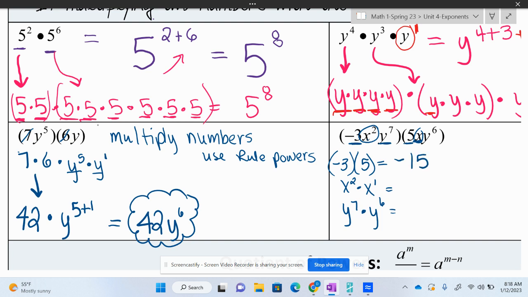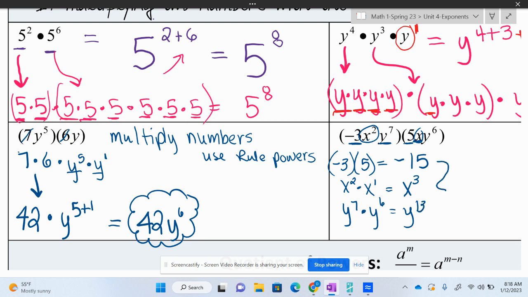And what is x squared, or x to the second power, times x to the first power? X to the third power. Do you guys remember the other way to say that? Instead of the third power, we could say cubed. We could also call it cubed. And what about y? Yeah, because we're adding the 7 plus the 6.